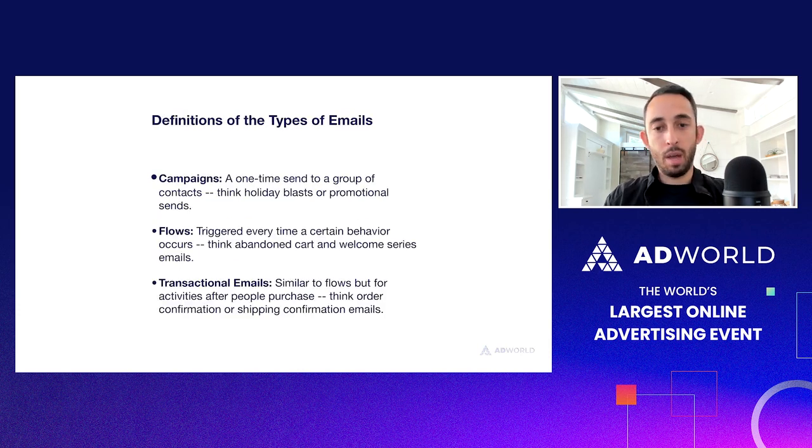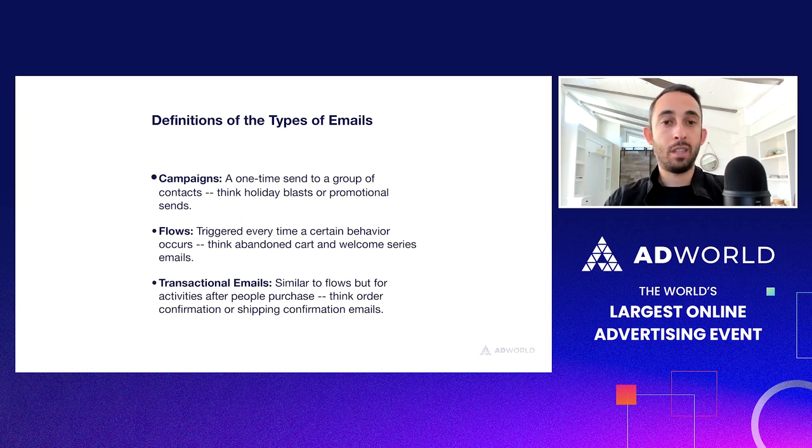So let's dive in. Before we do, I want to make sure that we're on the same page for this presentation. So let's go through definitions, and we're going to talk about the 3 types of emails. The first is a campaign. A campaign is a one-time send to a group of people. Think about a holiday blast or a promotional offer.